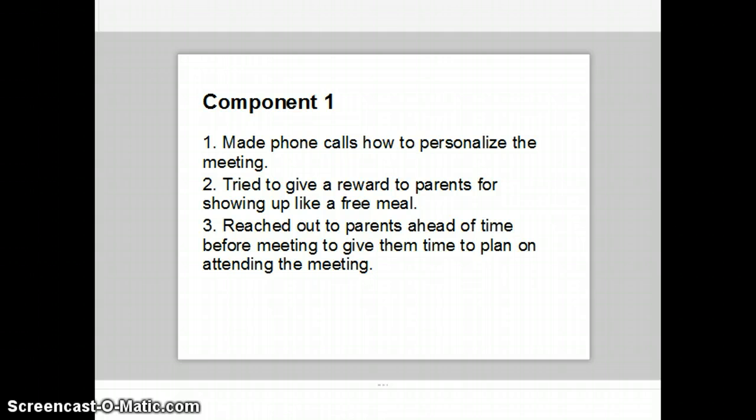Component 1. I try to make phone calls home to personalize the meeting. I try to give a reward to the parents for showing up, like a free meal or some sort of reward for showing up. And I reached out to the parents ahead of time before the meeting to give them time to plan on attending the meeting.